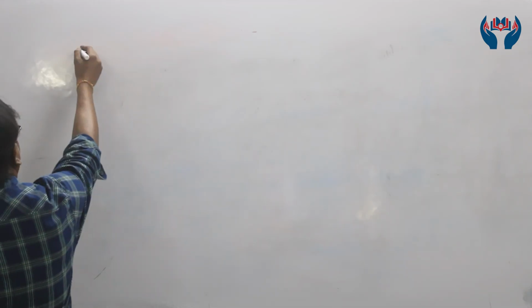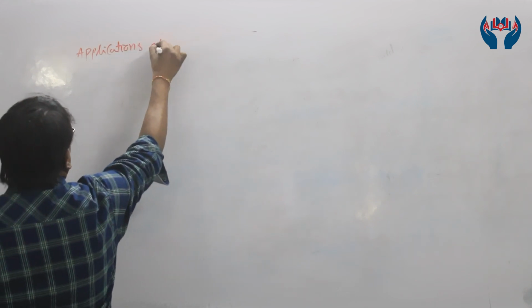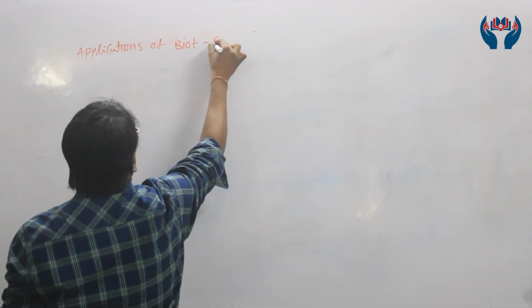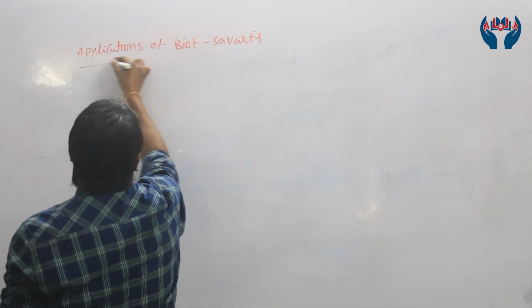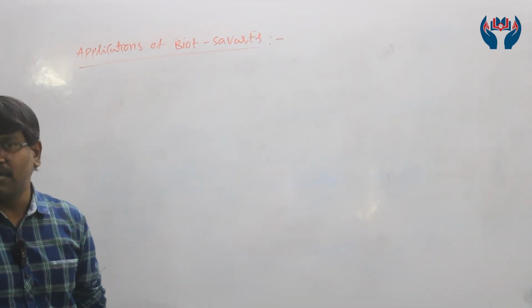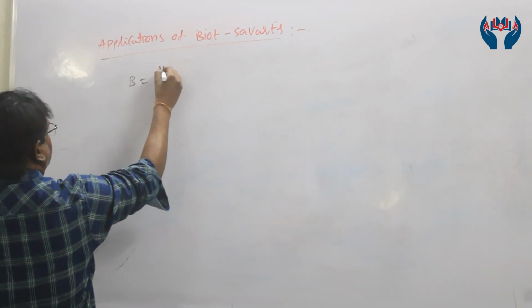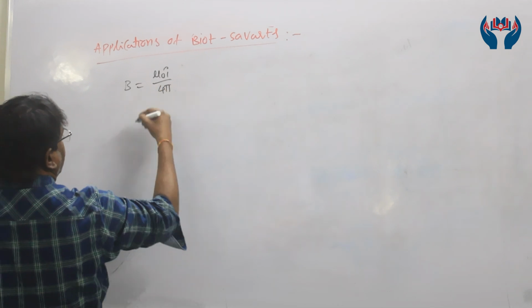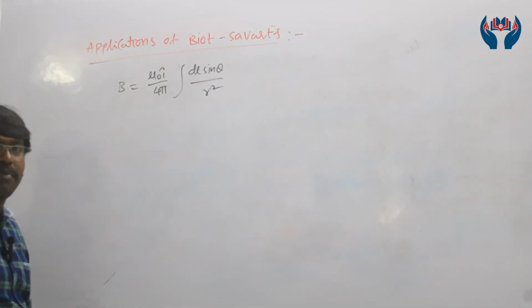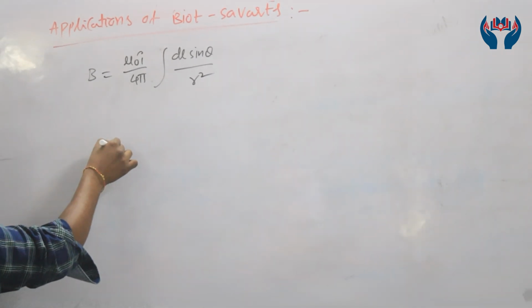Now let us see applications of Biot-Savart's law. Already we have derived the magnitude of the magnetic field for the current carrying conductor, that is mu naught by 4 pi into dl sin theta by r square. By simplifying this equation, we will get one formula.